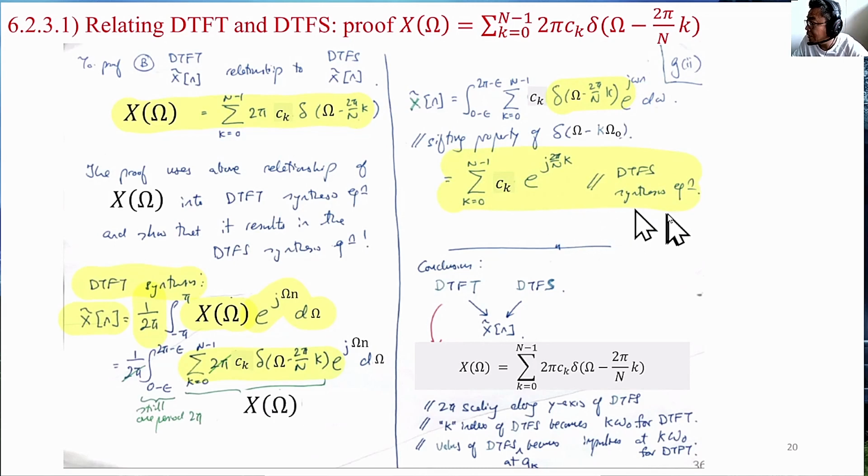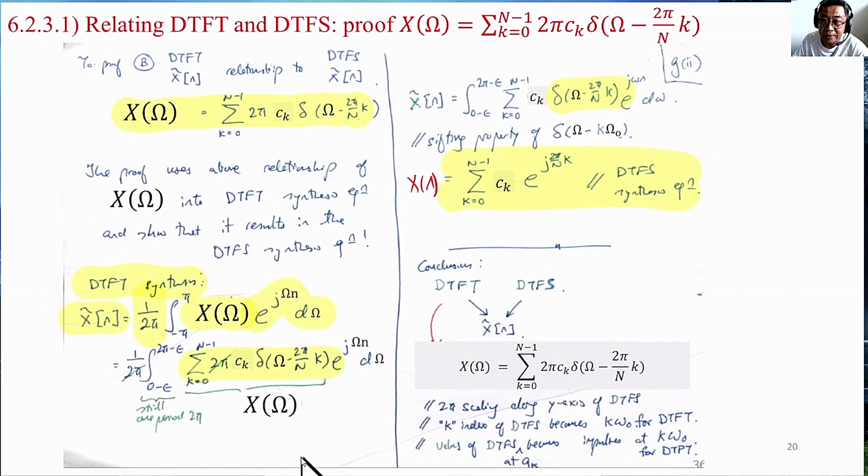And then, since we believe that the DTFS synthesis equation will reconstruct x[n], it means that both the DTFT synthesis and the DTFS synthesis equation will result in the same x[n]. So to conclude, the DTFT and the DTFS represent x[n] slightly differently. The DTFS generates the c_k's, while the DTFT requires not only the c_k's but the delta function at the particular frequencies. In the next slide, we'll give you more examples. Thank you.